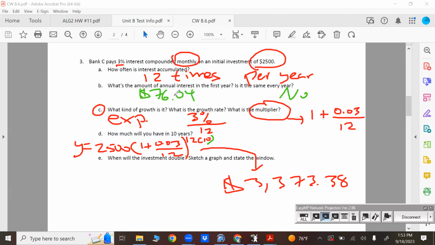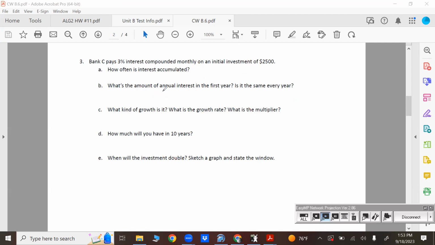Yeah, how do you get that? Let me back up a little bit. Let me show you how you get that. So for part B, I'll redo my screen. You're going to do y equals 2,500 times 1 plus 0.03 divided by 12 raised to the 12th power. That's the first year. If you do that, you should get 2576.04.